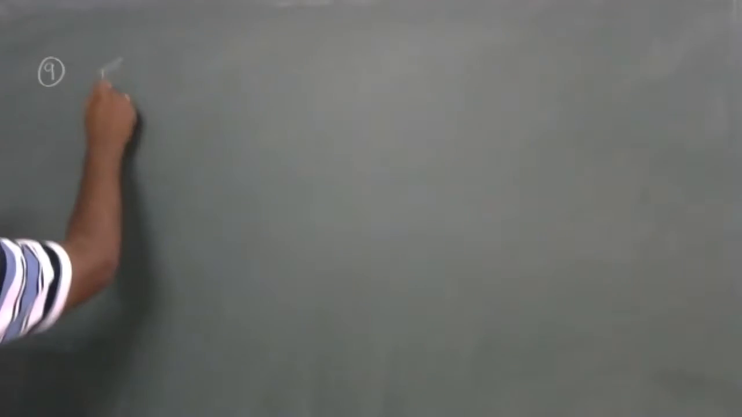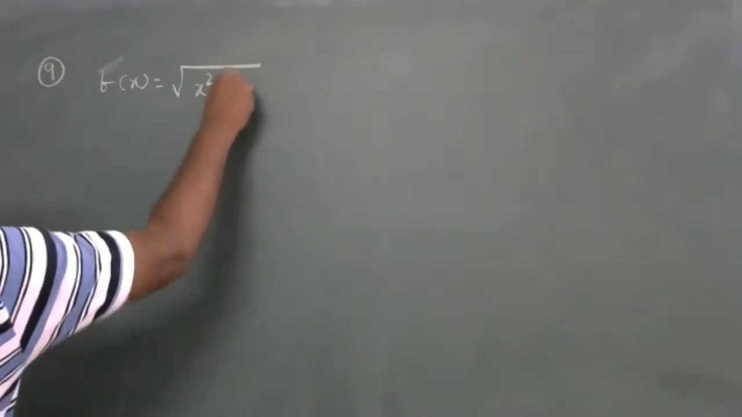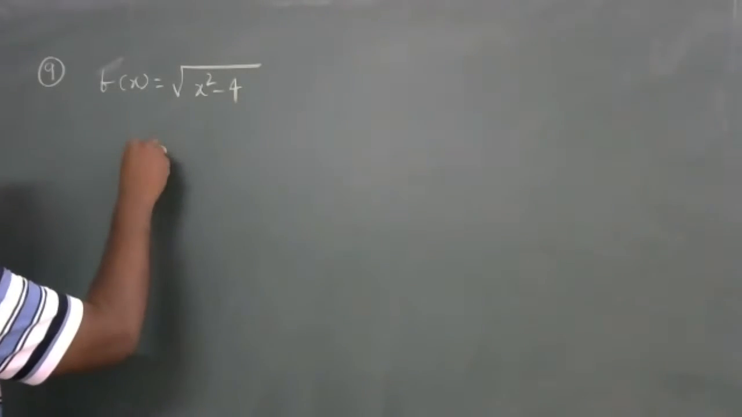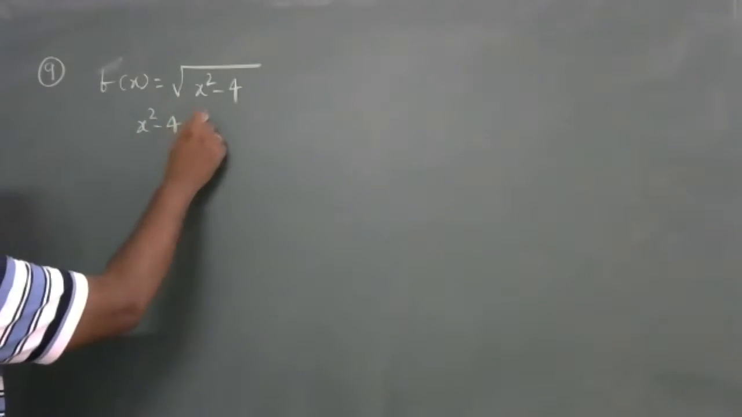We have f of x is equal to, suppose, square root of x square minus 4. How will you find the domain of this? Here also, my dear students, for the domain we require x square minus 4 to be greater than or equal to 0, because it is in the numerator.